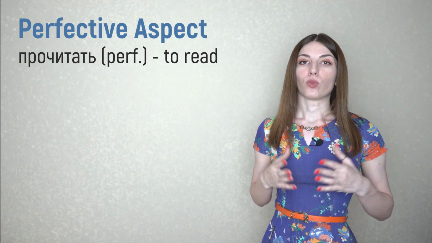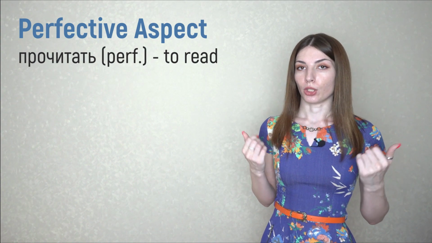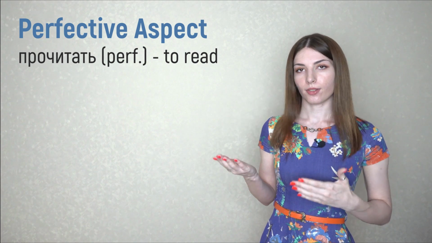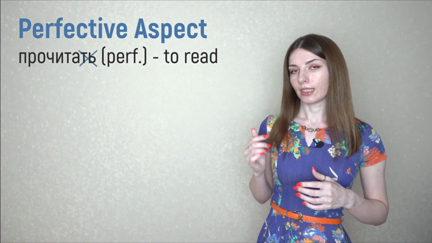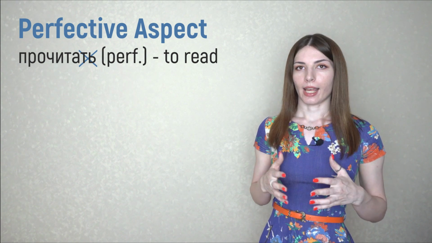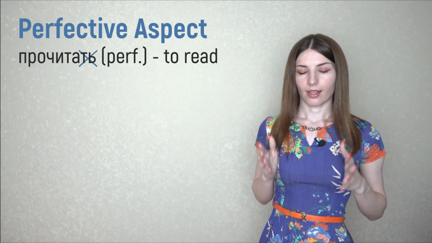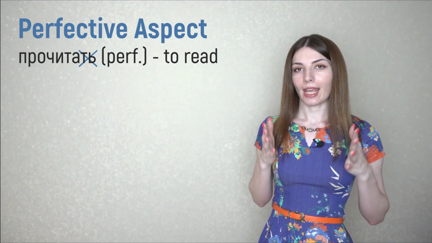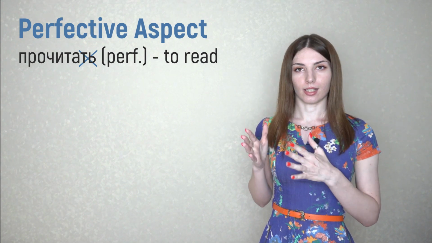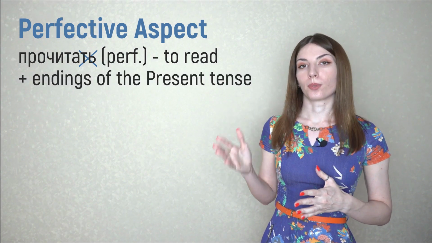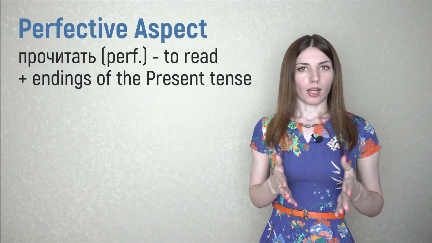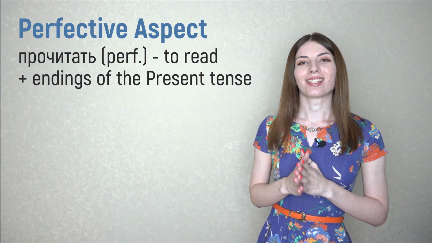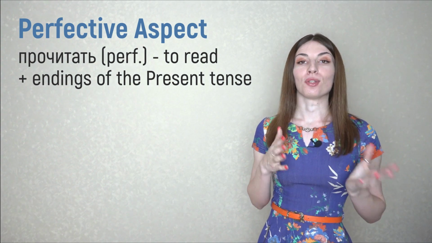And when you need to form future tense, you will have to take this infinitive, drop two last letters, it's usually ть, and add the endings. And good news, the endings will be just the same as for the present tense. Maybe it's not good news because it's very easy to confuse them.